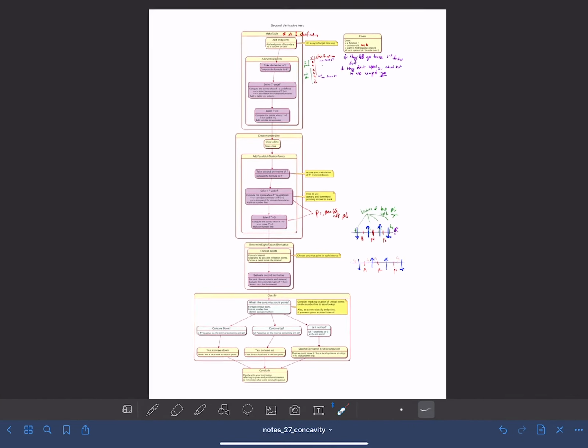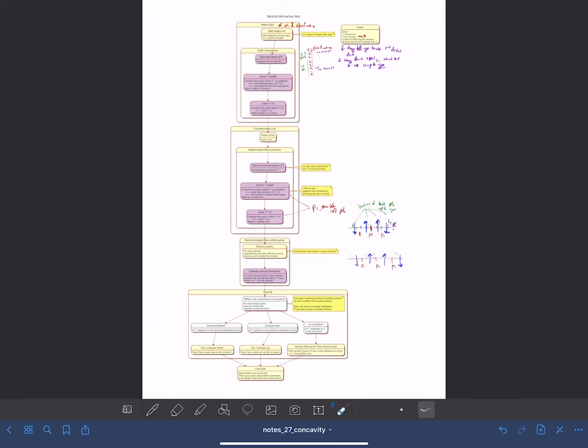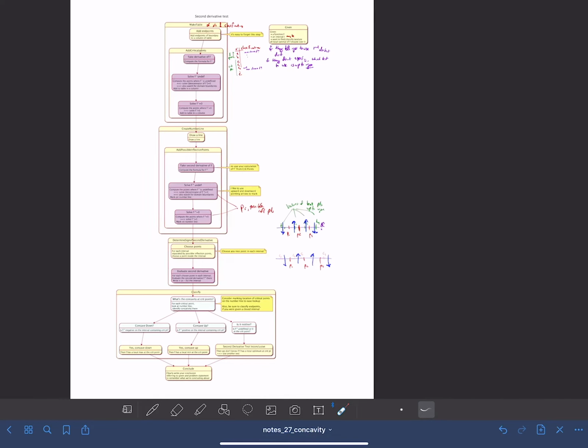So hopefully you find that flowchart useful. Probably make one for u substitution in a few weeks.